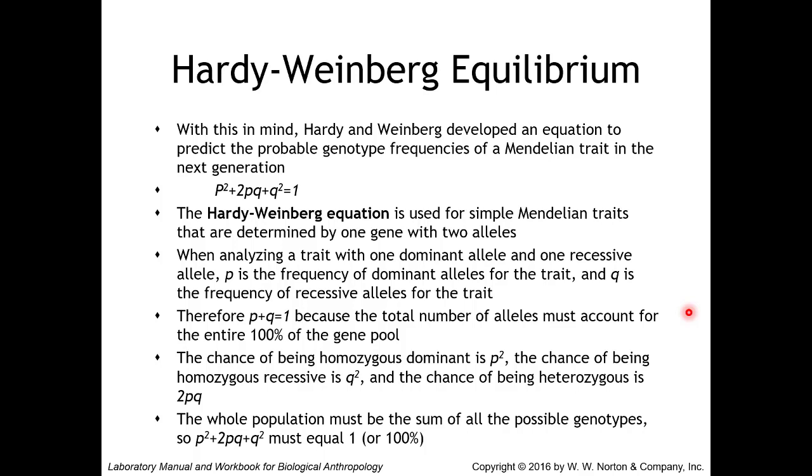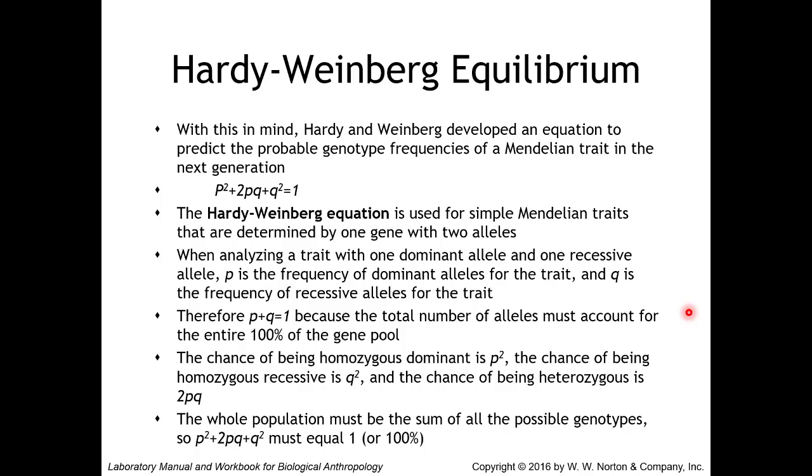And if you remember back to Algebra 1, it's like the same formula that we used, I think, in the quadratic equation. Don't quote me on that. It's been years since I've taken algebra. But it's an equation that we're familiar with, right? So p squared plus 2pq plus q squared equals 1. The Hardy-Weinberg equation is used for simple Mendelian traits that are determined by one gene with 2 alleles.